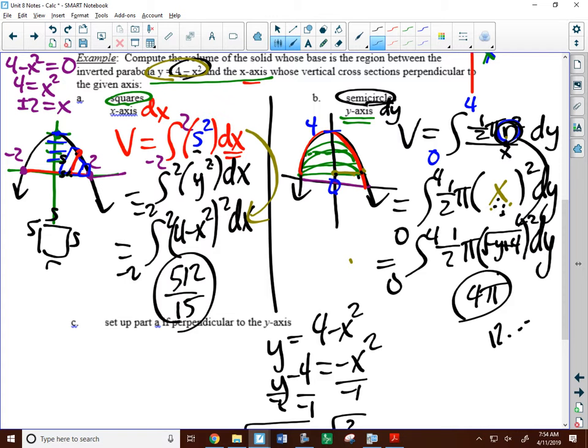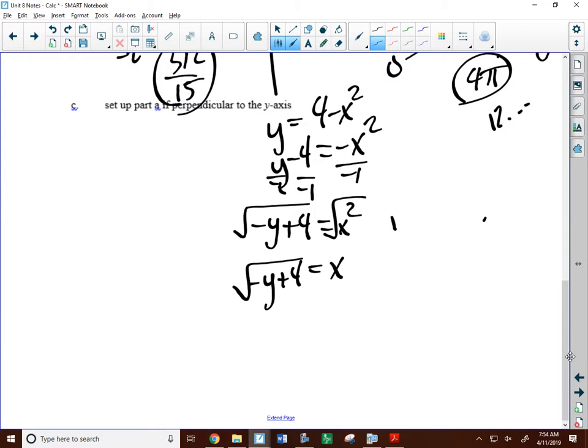But I do it just to show you, because in a minute we'll see it won't always just be x and y you're plugging in directly. We might have to adjust this ever so slightly, like in the next one.